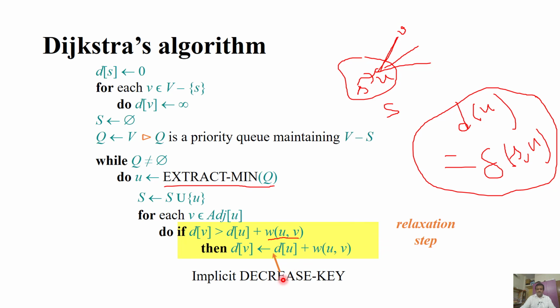Okay. And this is basically the decrease key operation. We have to go to that particular position and change this key value. That is the decrease key operation, and its time will depend on which data structure we are going to use for that. So, this is the algorithm, and this will run until Q is empty. So, that is the idea.